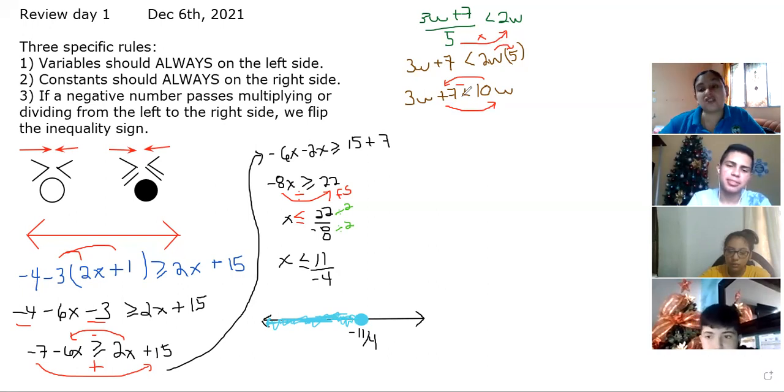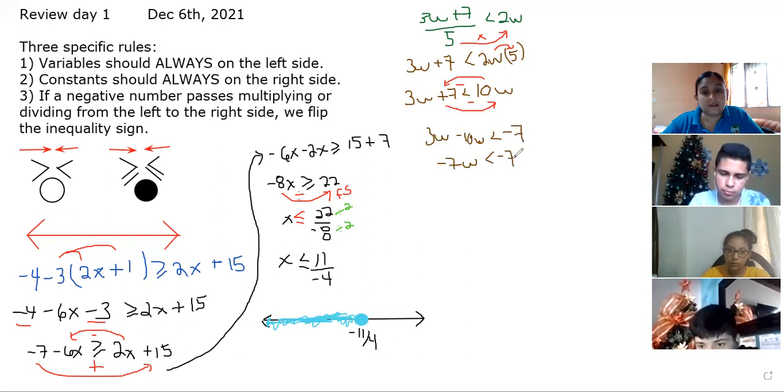Subtraction as well, so I'm subtracting in both cases. So I'm going to say 3w minus 10w is less than negative 7. 3w minus 10w is negative 7w. Why? Because it's different signs. You subtract and you keep the sign of the greatest number. It's less than negative 7.